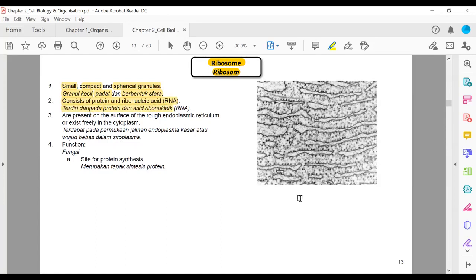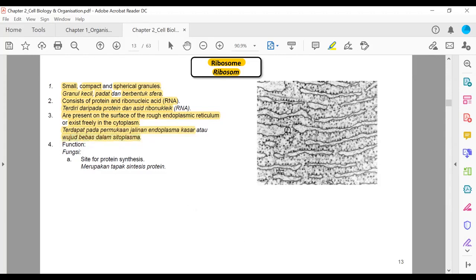Terdiri daripada protein dan asid ribonucleic ataupun RNA. So ribosome is made from what? Ribosome dihasilkan daripada protein dan ribonucleic acid. So ribosome is made from these two things. Okay. Are present on the surface of the rough endoplasmic reticulum or exist freely in the cytoplasm. Terdapat pada permukaan jalinan endoplasma kasar atau wujud bebas dalam sitoplasma.